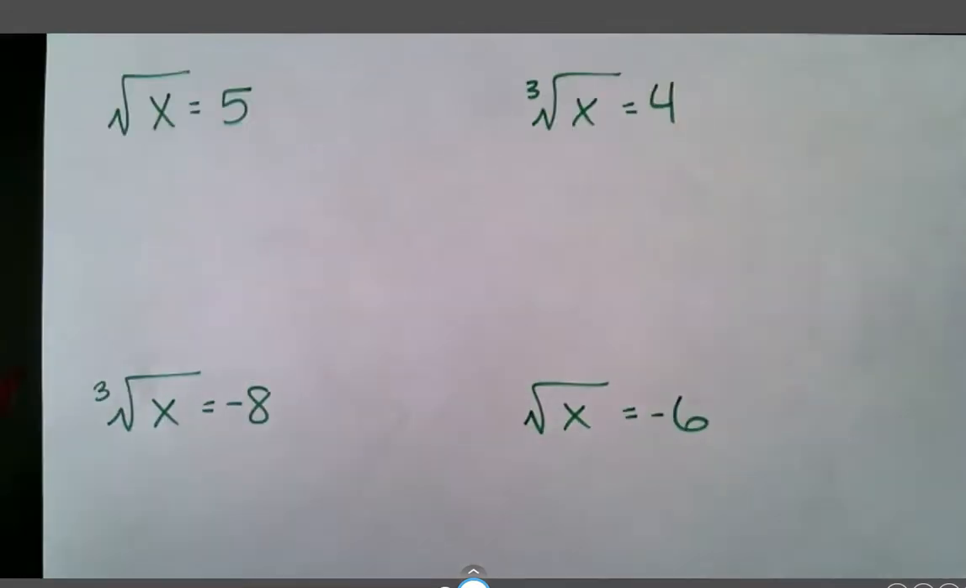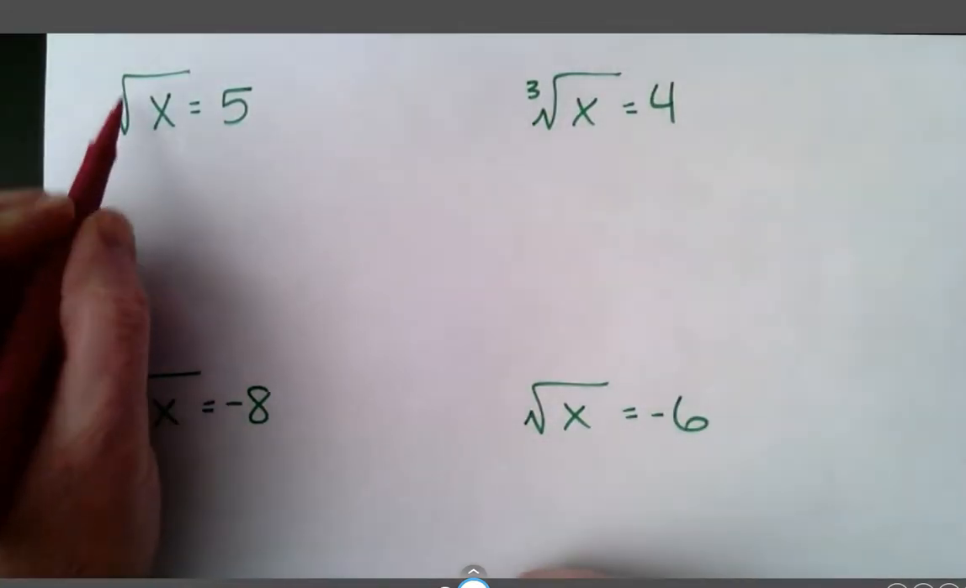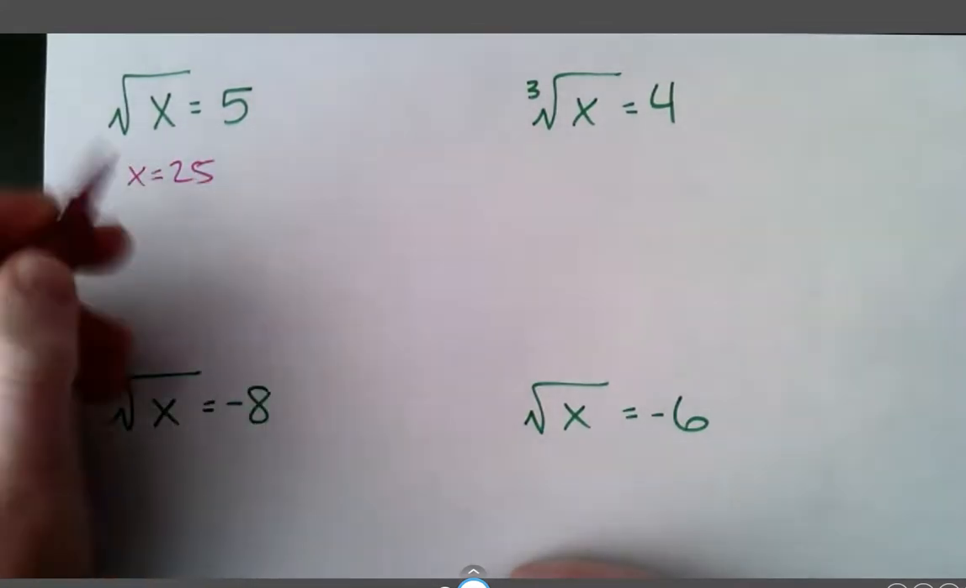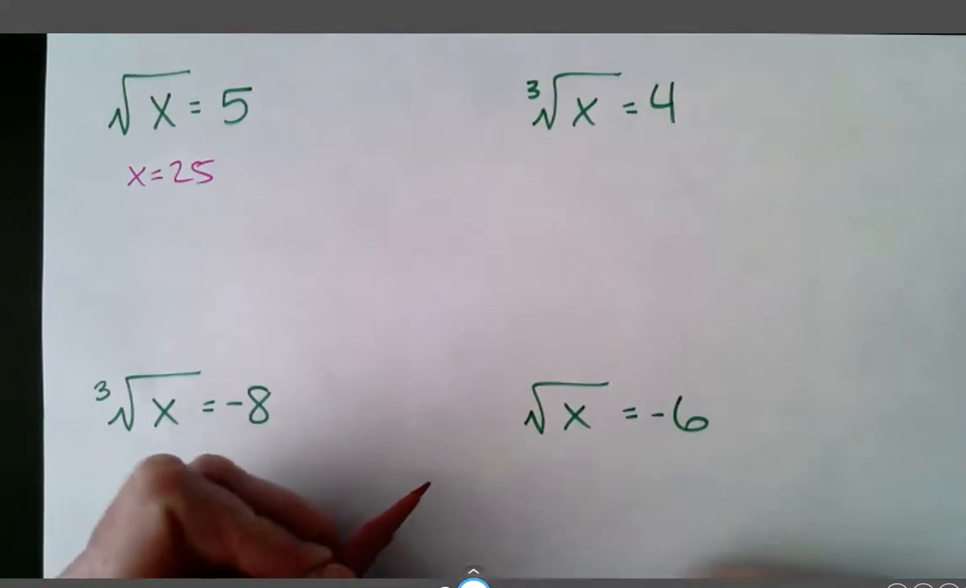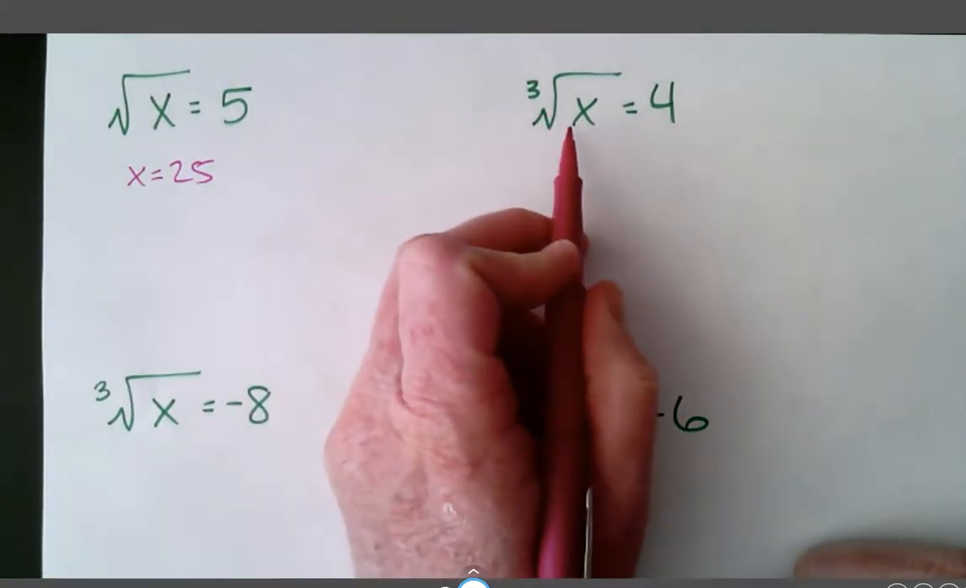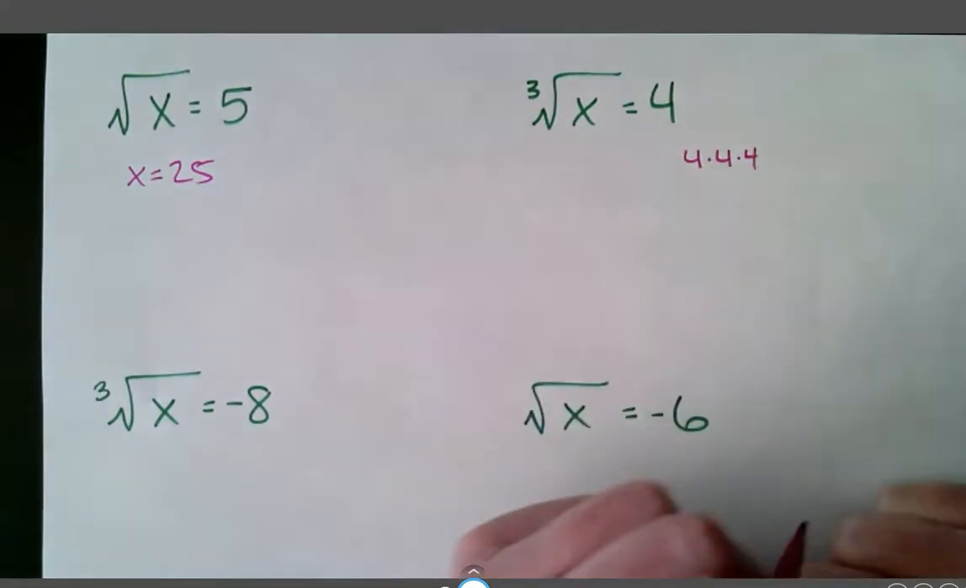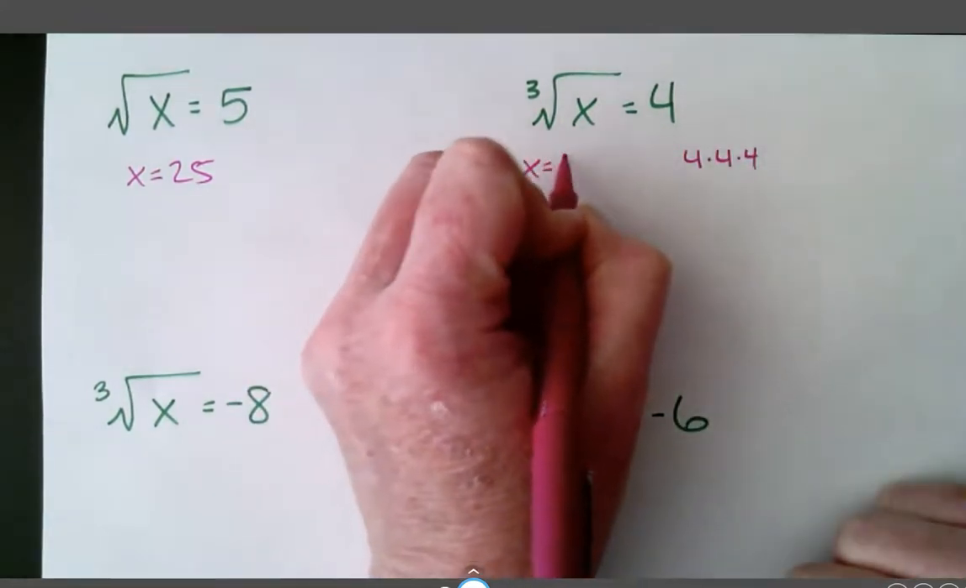We're on a new page. I made a boo-boo. Okay, so what number when you take the square root of it is 5? Well, that's going to be 25, right? The square root of 25 is 5. What number, when you cube it, gives you 4? Well, that number would be whatever 4 times 4 times 4 is. And that's going to be 64.